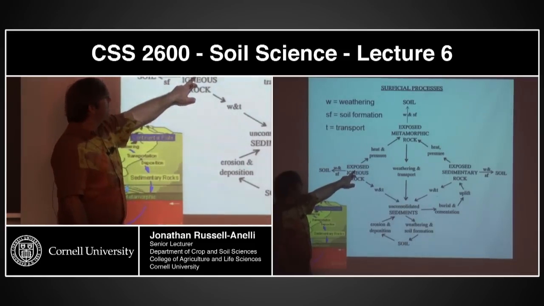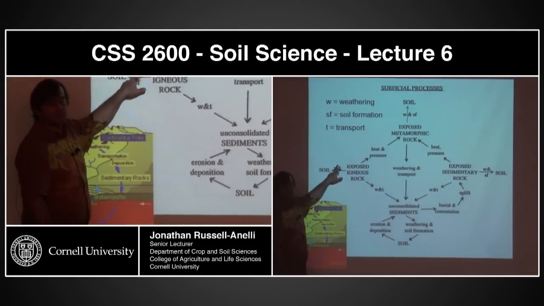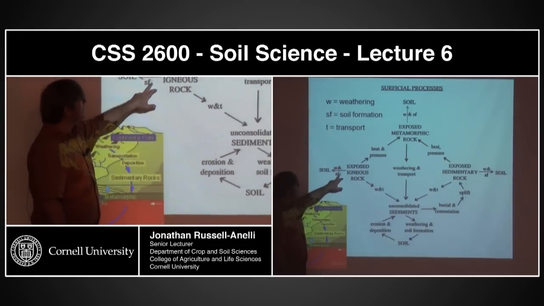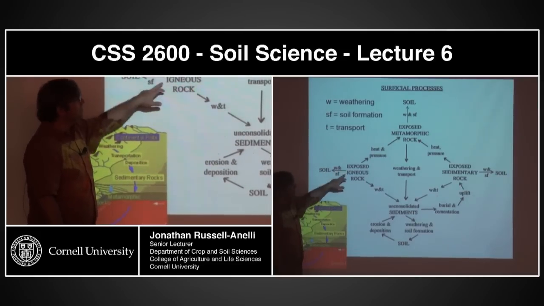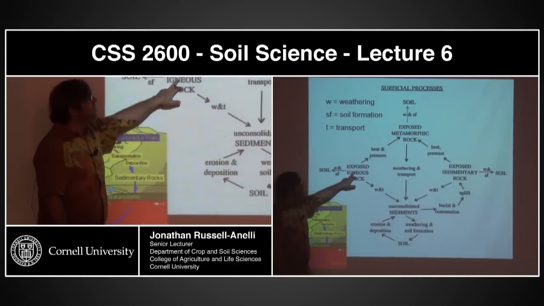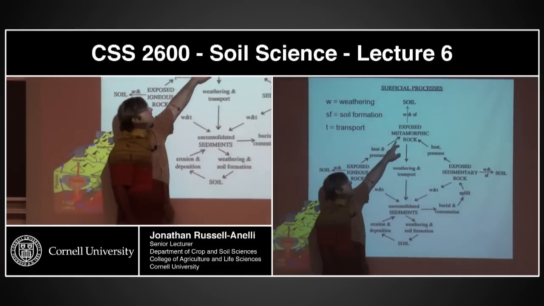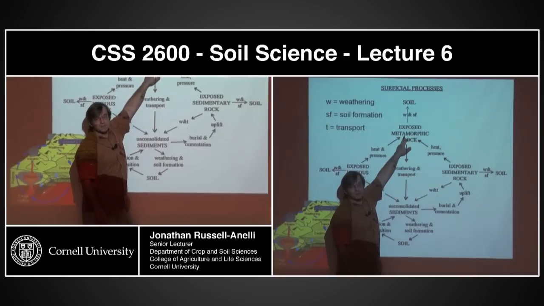At this point, I could have weathering. And if I have weathering and surface formation, I can produce soils. Now, this material can also be exposed to heat and pressure and basically be turned into a metamorphic rock.